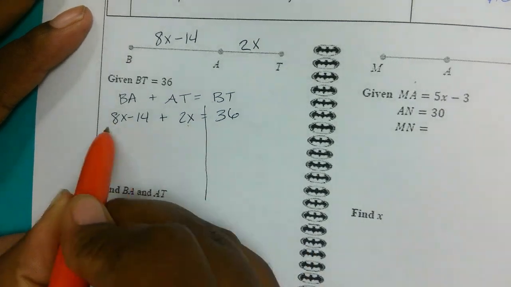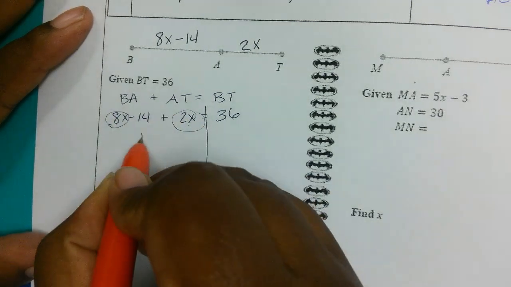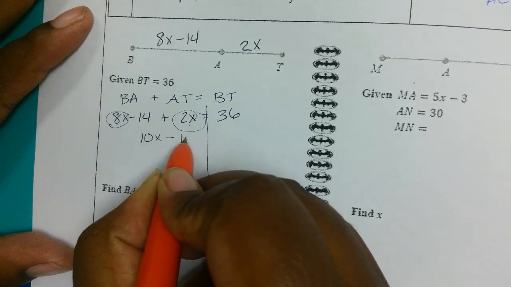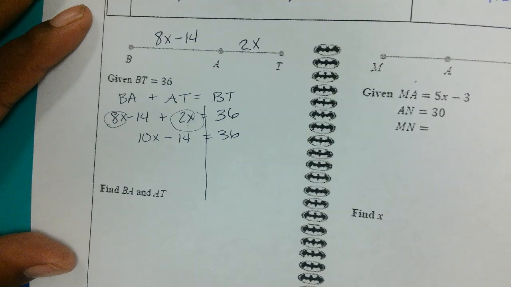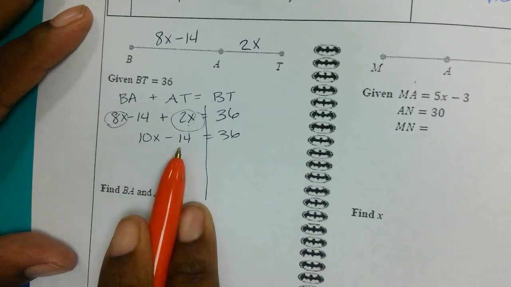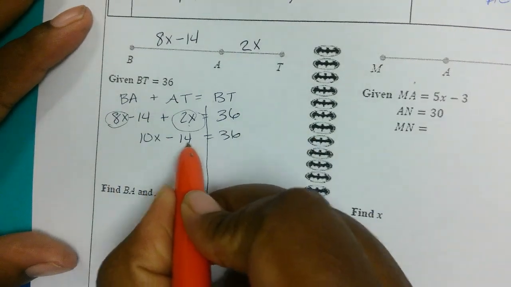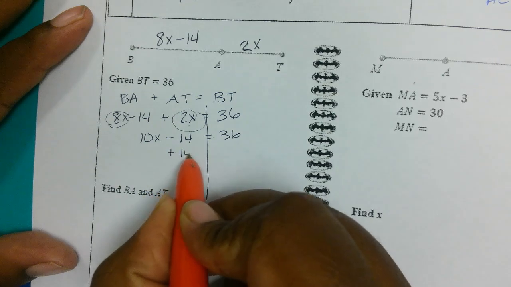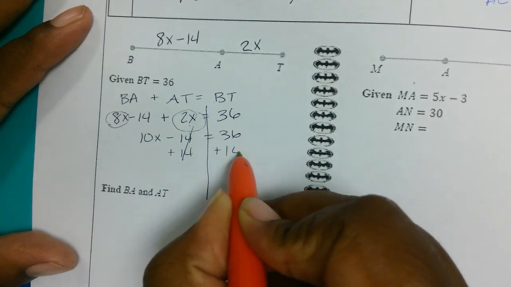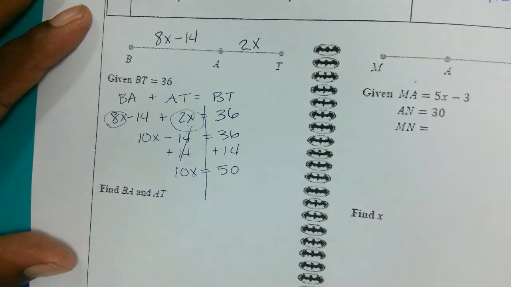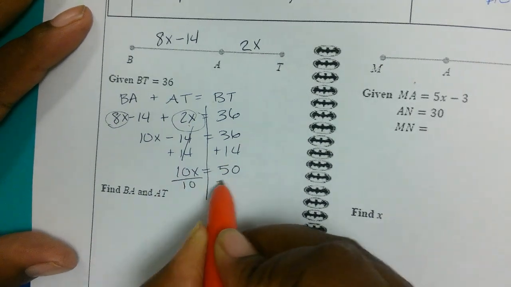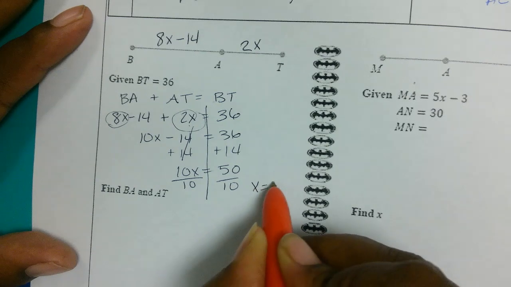8x plus 2x, I'm combining my like terms. 10x minus 14 equals 36. Now I got to get the variable on one side, which it is. So I'm going to get the number to the other side. Minus 14, I add 14, so I can cancel out. 10x equals 50. Divide both sides by 10, x equals 5.